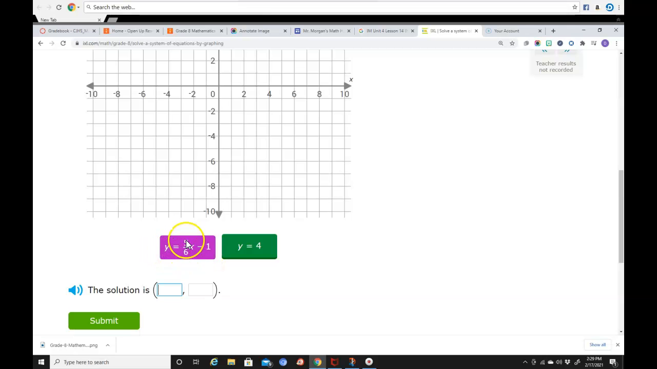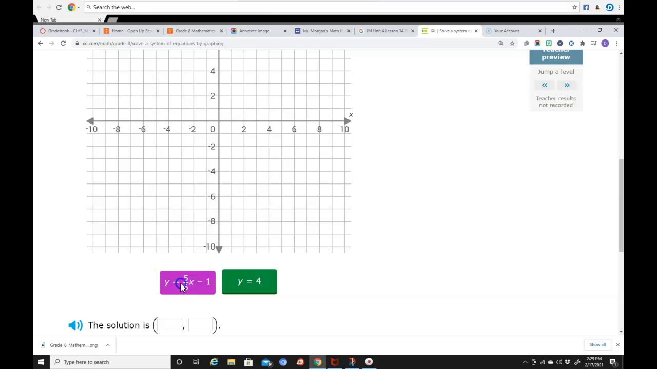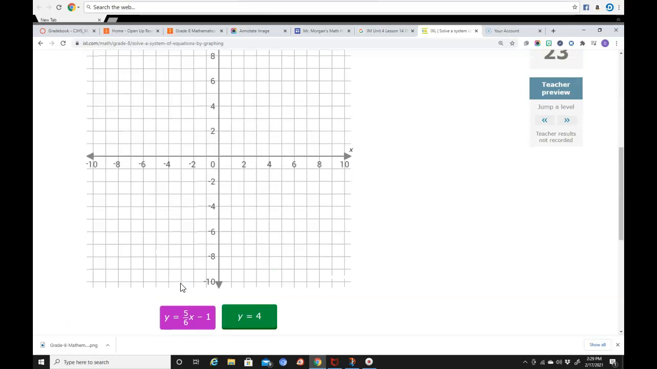So you got y equals 5/6 x, and your b, or your y-intercept, would be 0 and -1. So you click on that equation, and you go up to 0 and -1, put your point there. Now this time your slope's positive, so you have to go up 5: 1, 2, 3, 4, 5, and over 6. Okay, so that'd be 1, 2, 3, 4, 5, and 6. Put your point there.